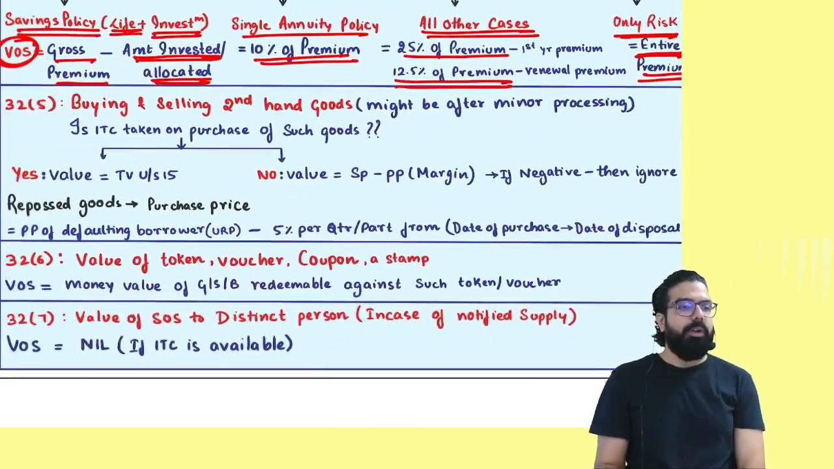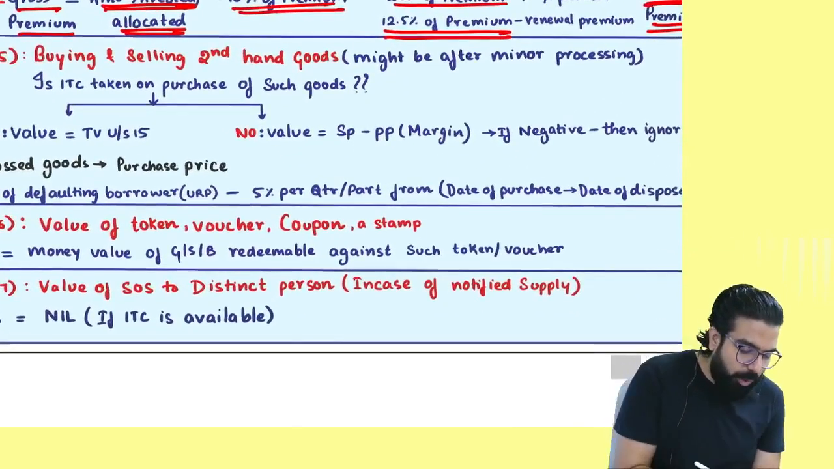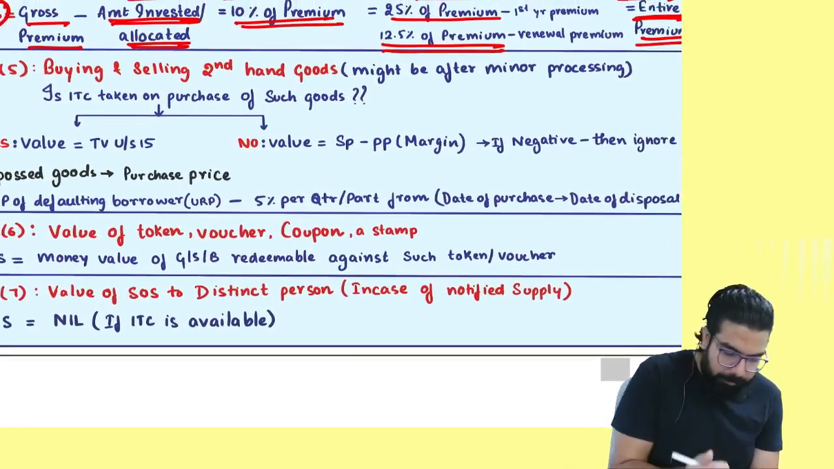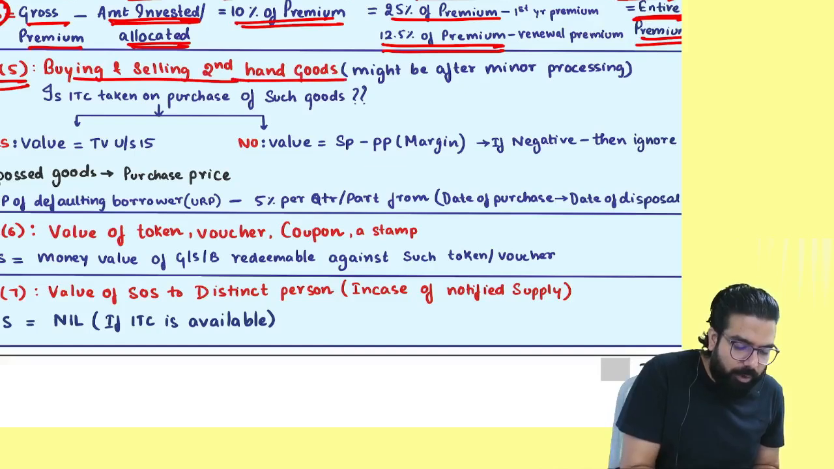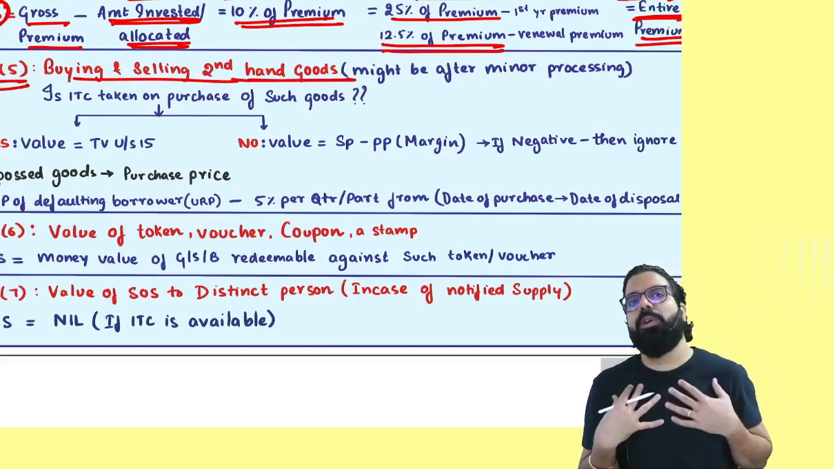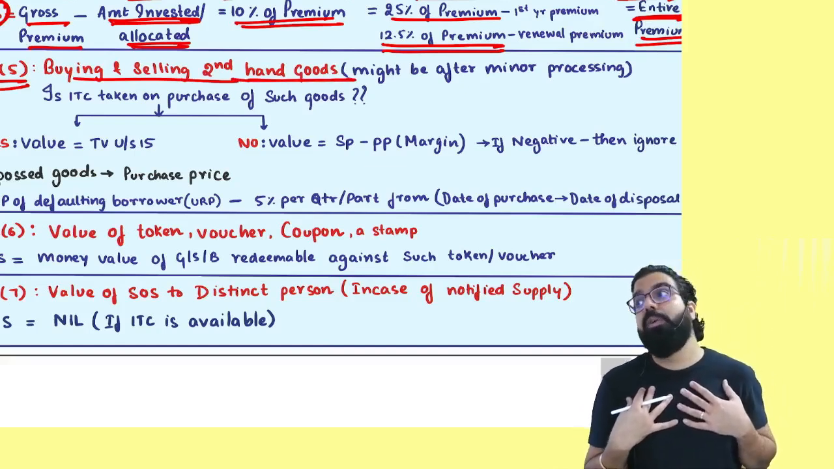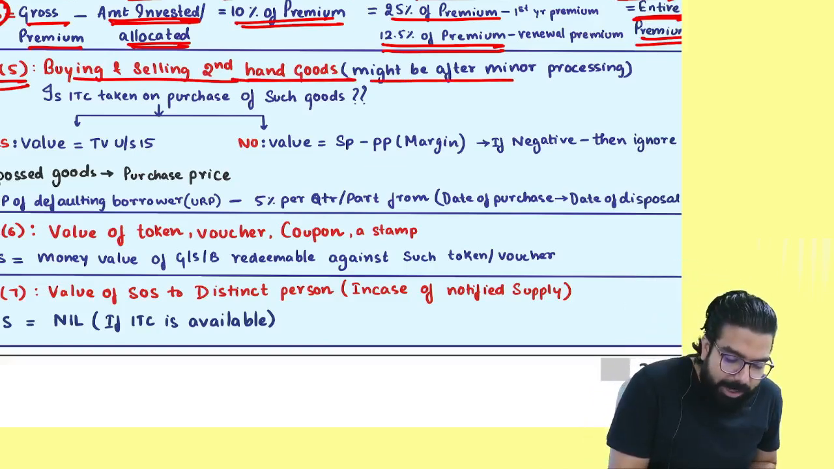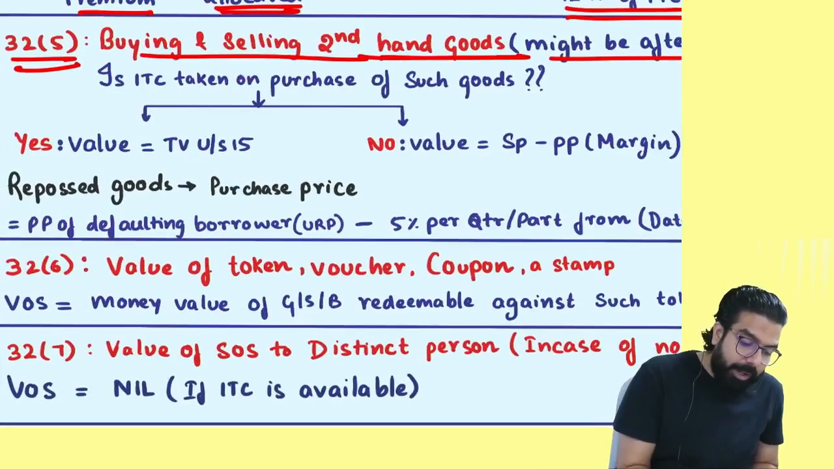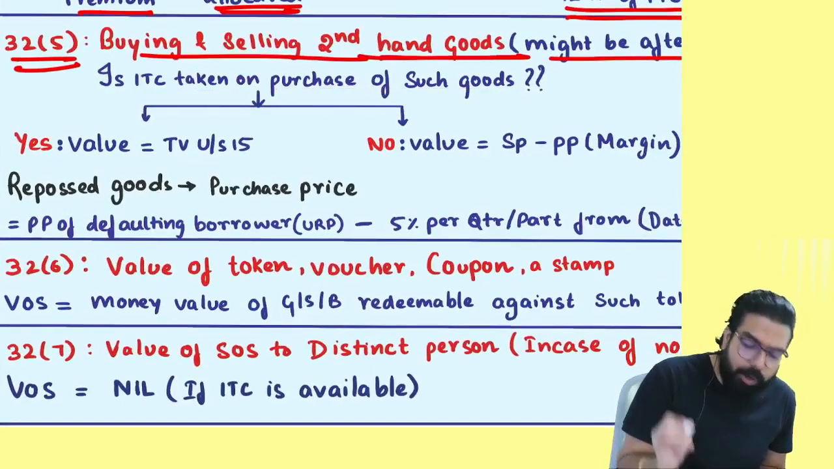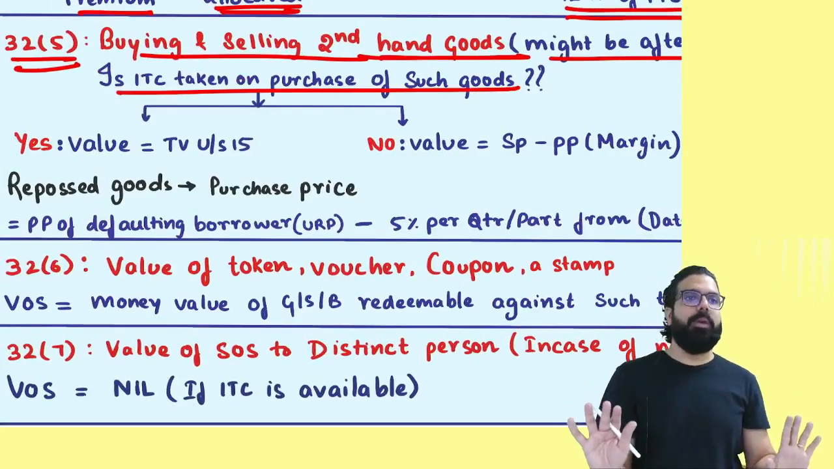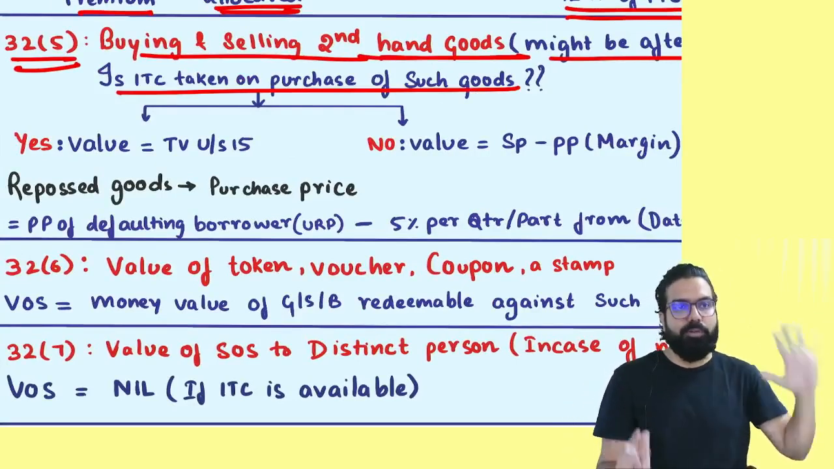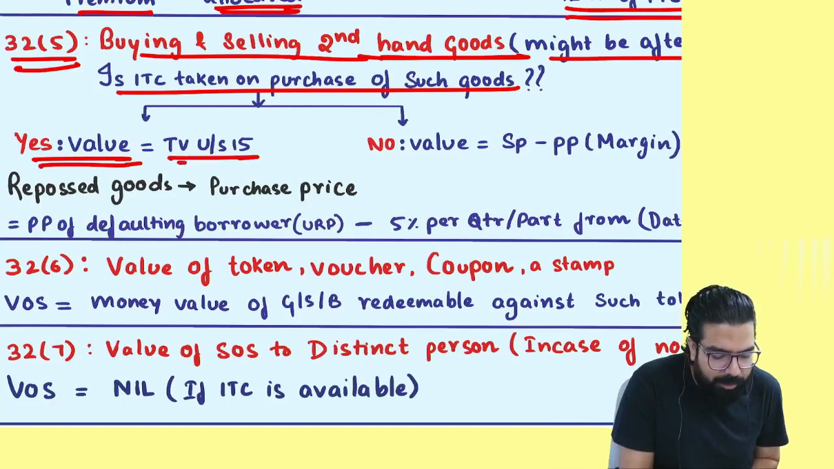Everyone over here now. The next one is rule number 32.5, buying and selling of second-hand goods. Remember one thing, if I am a person engaged in buying and selling of second-hand goods, might be after minor repair, etc. If I am taking the ITC on my purchase, my value of supply will be the transaction value. Simple.